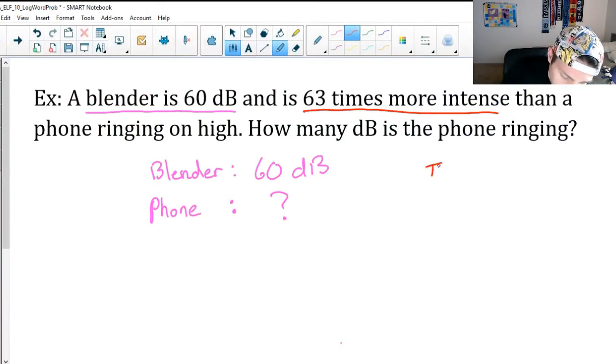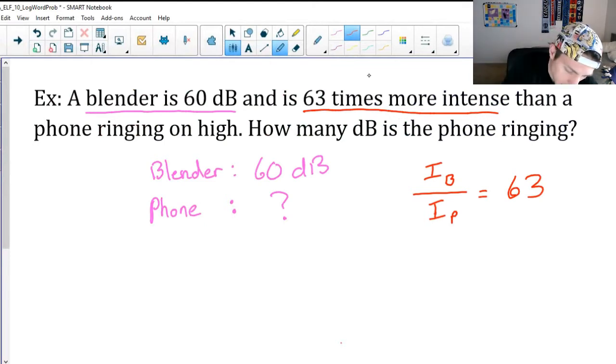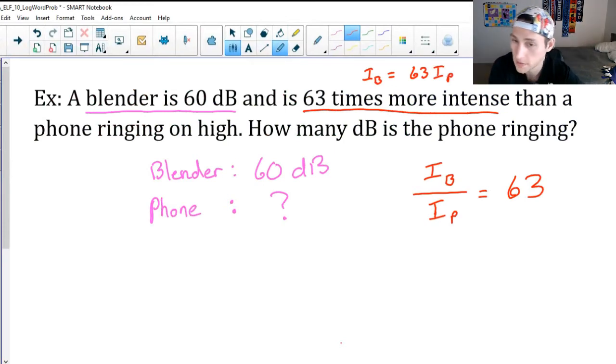Okay, so what that means is if I compare the ratios, the intensity of the blender divided by the intensity of the phone, I would get 63. And yesterday I showed you how we started off by writing that as the blender is 63 times the intensity of the phone. And that's fine to think about it like that. Then we just divide by the intensity of the phone on both sides and we end up with this equation right here. The ratio between those two intensities is 63.